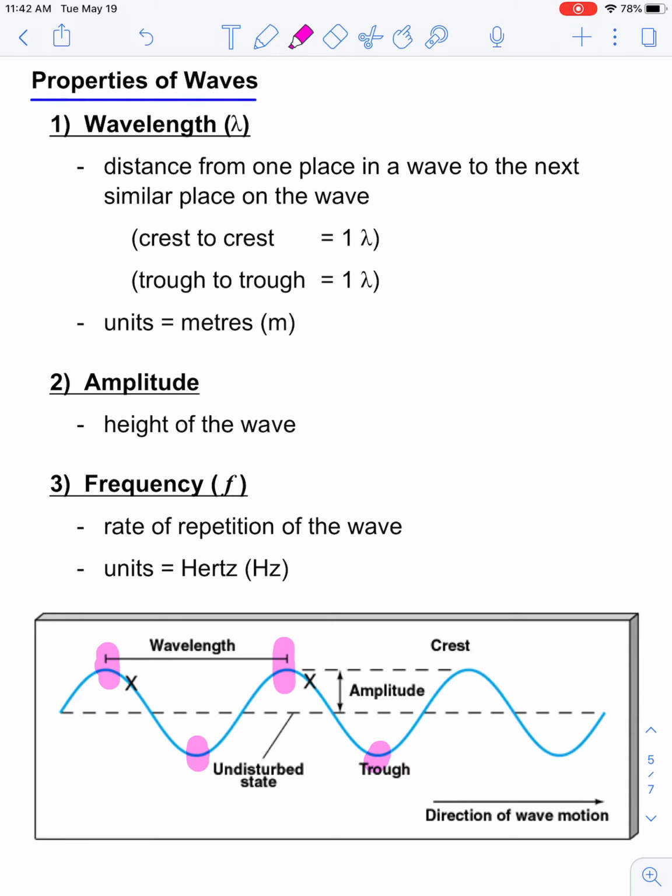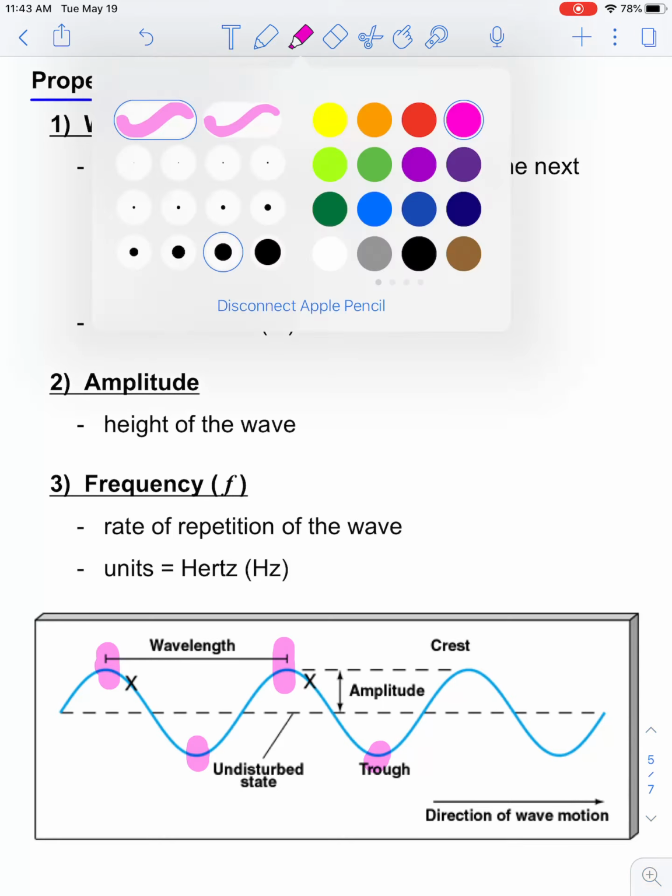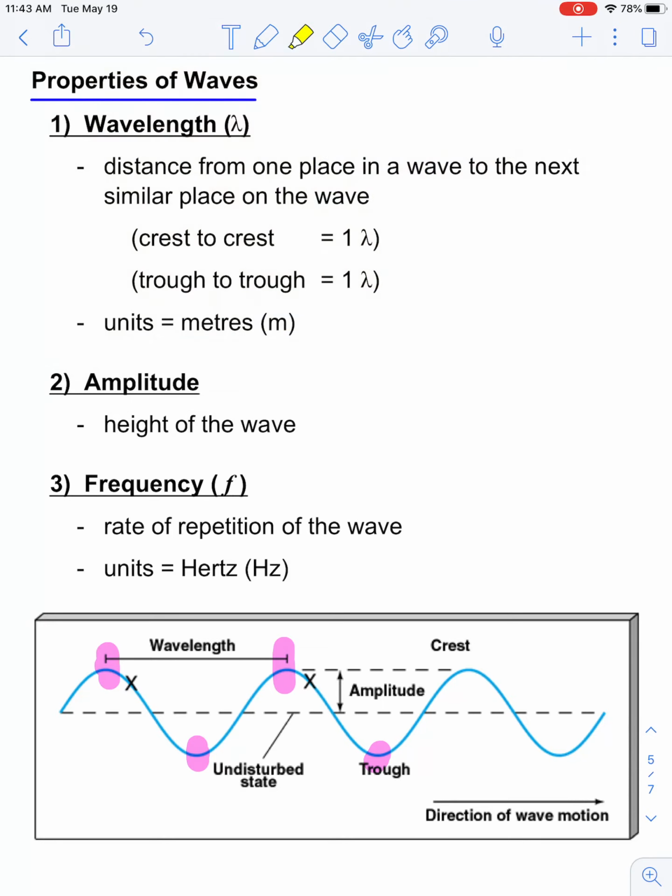Okay, so then we have amplitude. That is the height of a wave. The amplitude is just for one wave. It's from that center line up, that's the height. And the frequency is the rate of repetition, and it's measured in hertz.